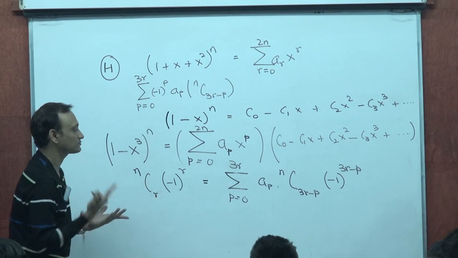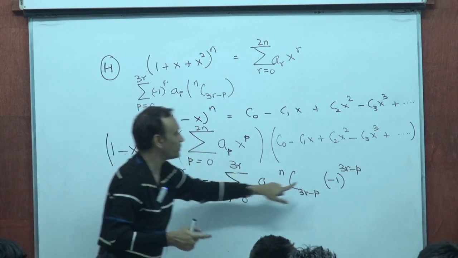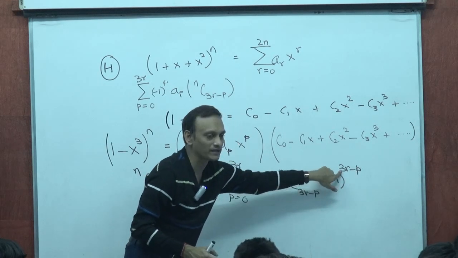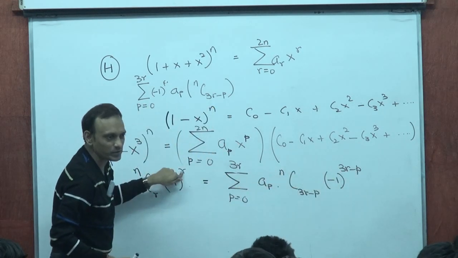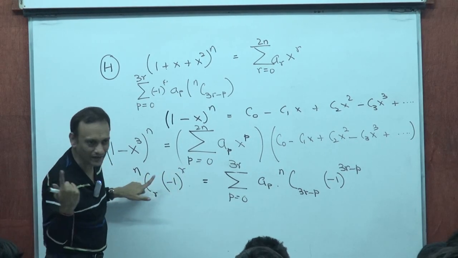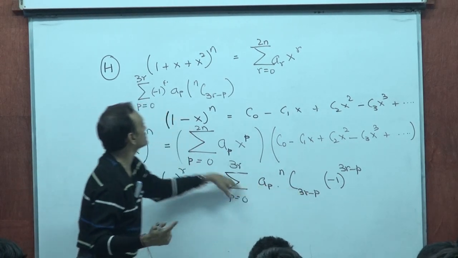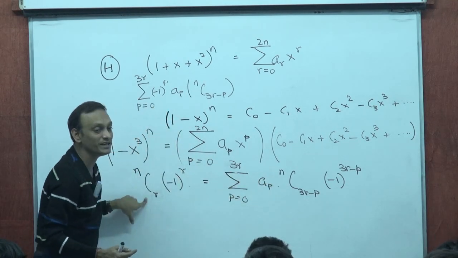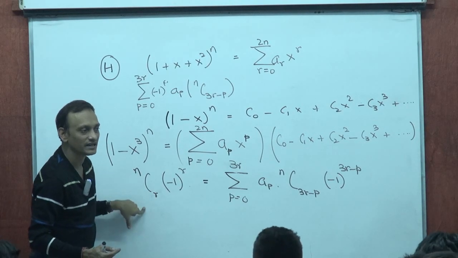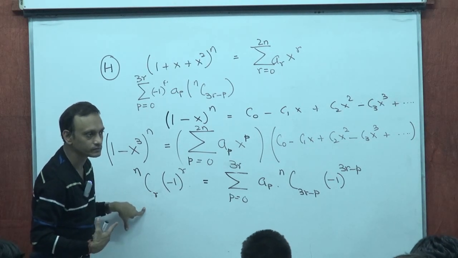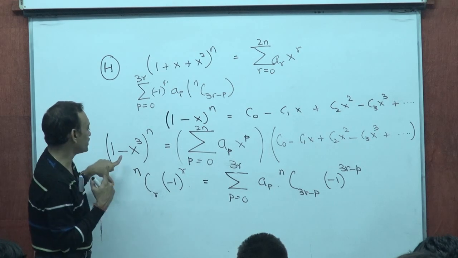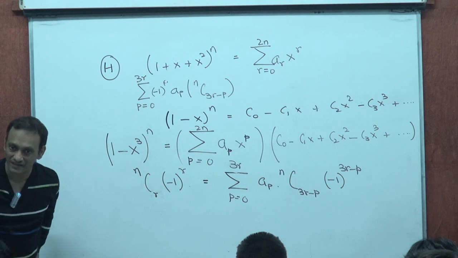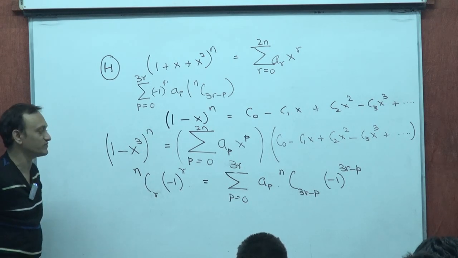Clear now? See, (-1)^(-p) is the same as (-1)^p. This is (-1)^(3r) times (-1)^r, which will give me (-1)^(4r), that will be just 1. So this (-1)^p A_p nC(3r-p) would simply be nCr, right? I've equated the coefficient of x^(3r) on both sides, that's all that we've done.